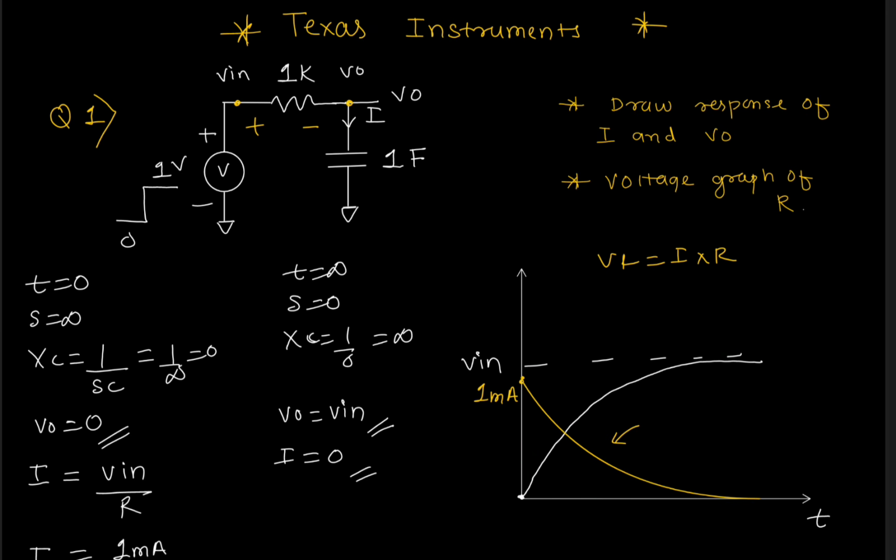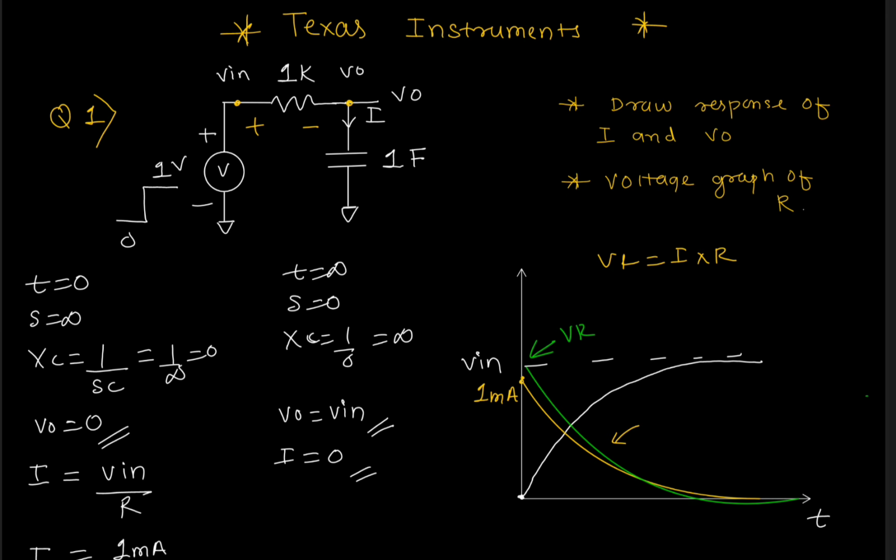Like this is one, right? So it will be like this from V in to this. Okay, so this is VR, this is V in, and this is current. So this was the answer for the first question.